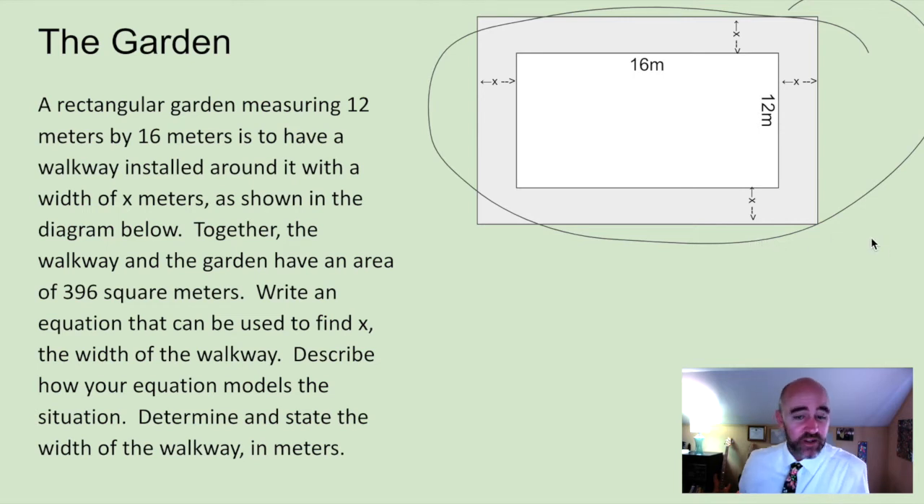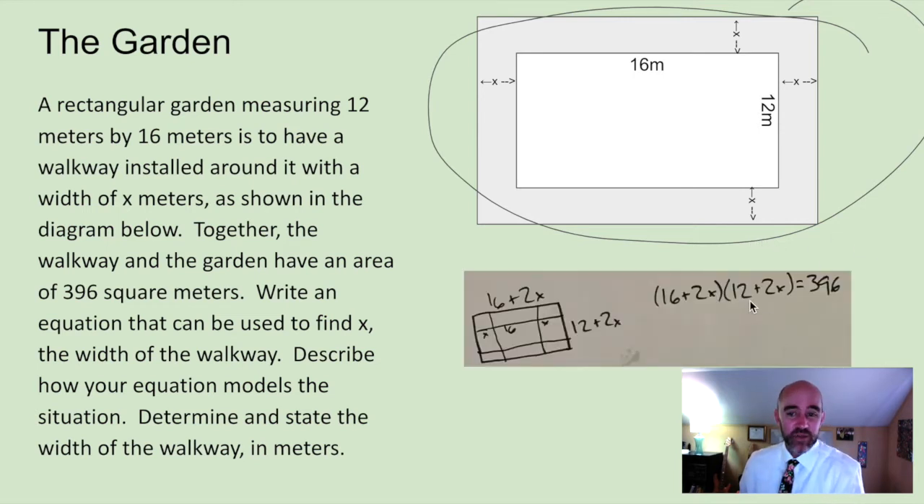All right, so hopefully you got that the height was 12 plus 2x, or 2x plus 12. So this is 16 plus 2x, this is 12 plus 2x. And when we multiply the length by the width, or the length and the height, or the width and the height, or whatever you want to call those two dimensions, we're going to get the area, which we know is equal to 396 square meters from the problem.